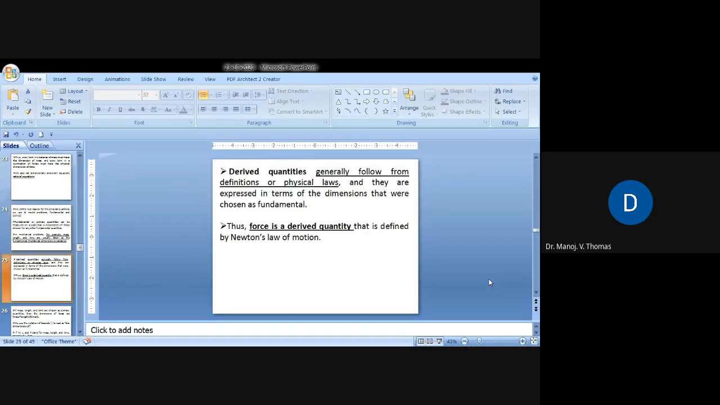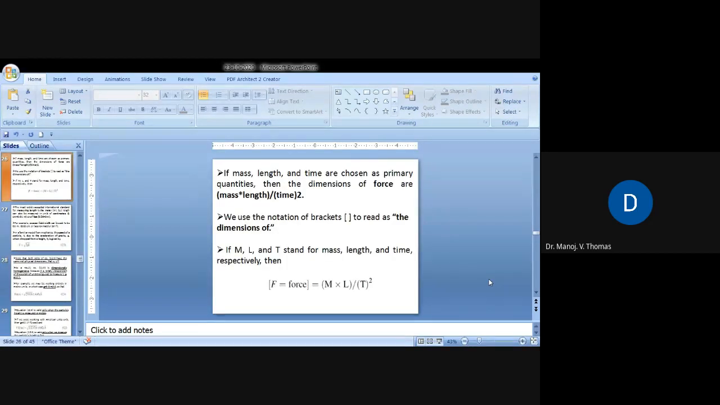And we have derived quantities also. Derived quantities generally follow from the dimensions of physical laws, or they are expressed in terms of the dimensions that were chosen as fundamental. Say, force is a derived quantity. How do we represent force? Using Newton's laws of motion, we know that F is equal to ma, isn't it? So what are the dimensions of force? Force is mass into acceleration, and acceleration can be represented as length divided by time square. So the dimension of force is mass into length divided by the square of time.